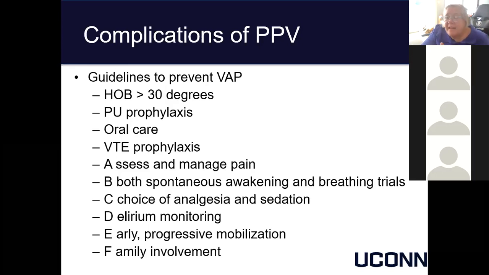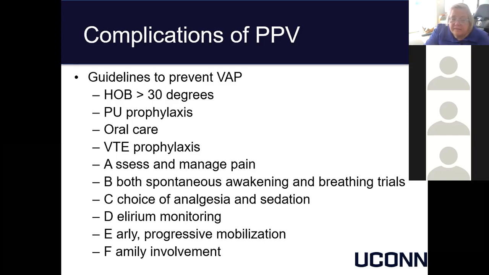Keep the head of bed elevated at least 30 degrees. Peptic ulcer prophylaxis, that's that PPI, prevent stress ulcers, prevent GI bleeding. Oral care is the number one most important. Effective oral care is incredibly important to preventing ventilator-associated pneumonias. So again, using the chlorhexidine rinses a couple times a day, critical.